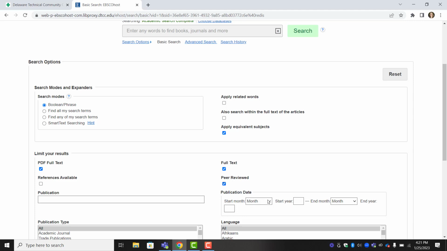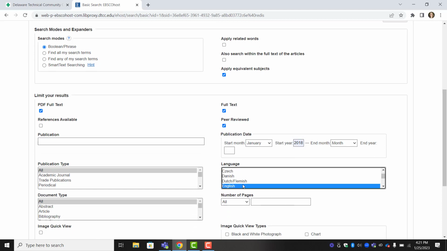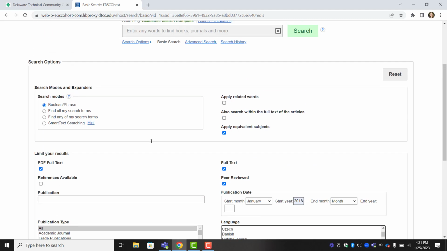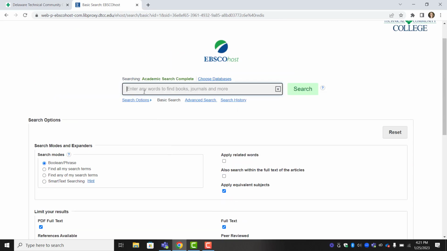Peer Reviewed. We're going to have only results from 2018 on because we want to have the most recent results, and that's been about 5 years. And then for language, we want to go ahead and just choose English. So once we've got PDF full text, regular full text, peer reviewed, January 2018, and English, then we are ready to actually put in our search terms.